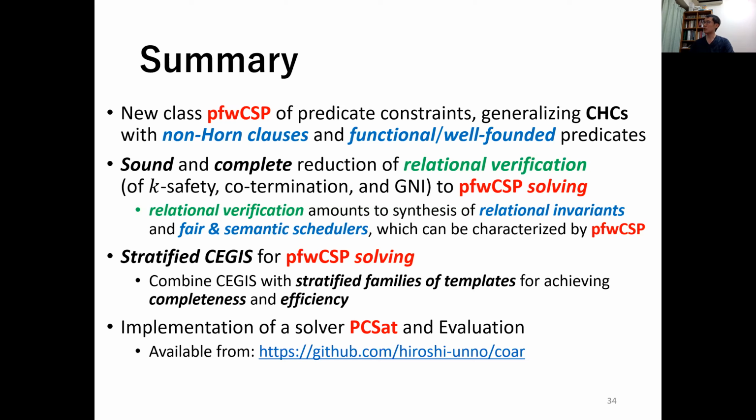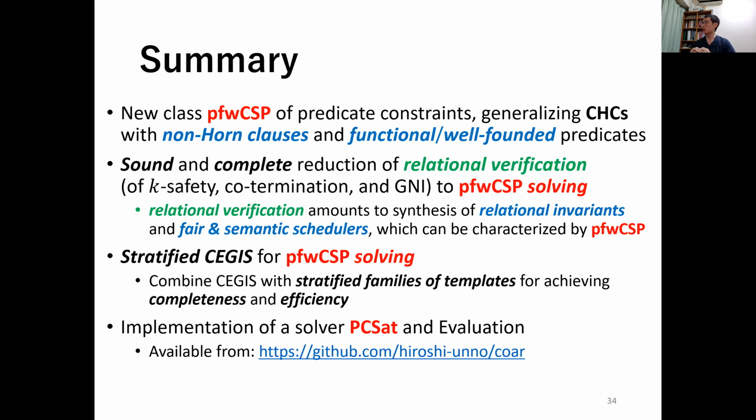And we have shown a sound and complete reduction of various relational verification problems, K-safety, co-termination, and GNI, to solving pfwCSP. The key observation here is that relational verification amounts to synthesizing a relational invariant that relates the states of multiple program executions, and a fair and semantic scheduler that executes these multiple copies of the program in a fair manner, and in a manner where a simple relational invariant can be found. And the idea is that this can be characterized by our new class of constraints, pfwCSP.